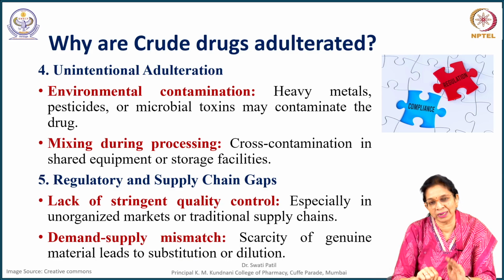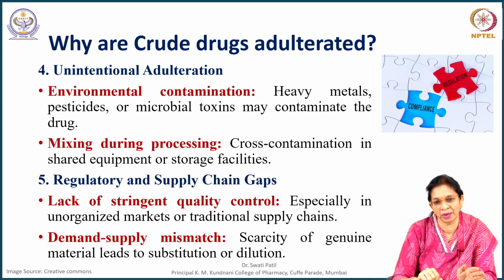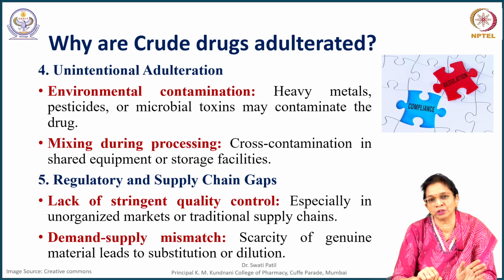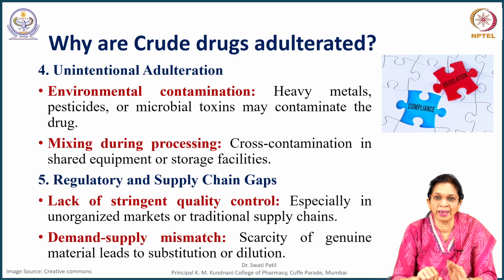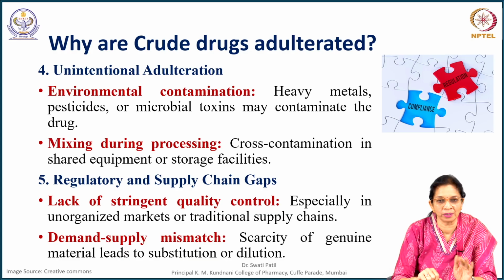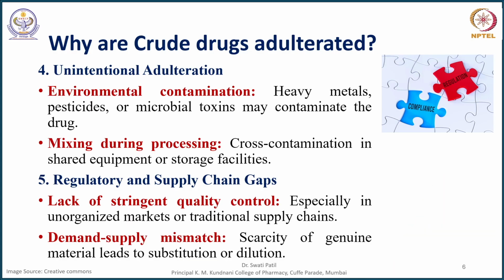During the supply chain, if a crude drug is being transferred and the drug is susceptible to higher temperature, lack of stringent quality controls, especially in the unorganized drug market or the traditional supply chain, may lead to adulteration of impure or inferior quality drug. Demand supply mismatch: whenever the supply and demand do not match and the logistics change, there is a scarcity of genuine material that leads to substitution or dilution.